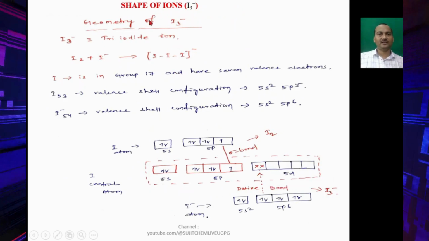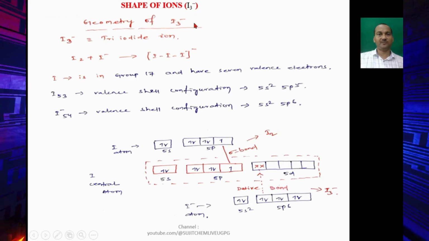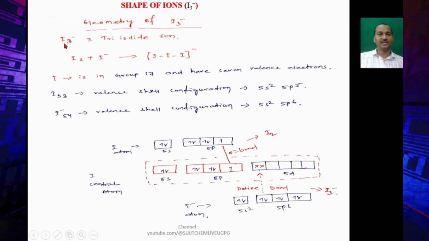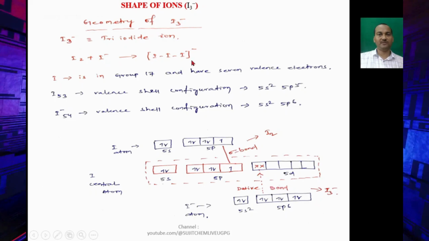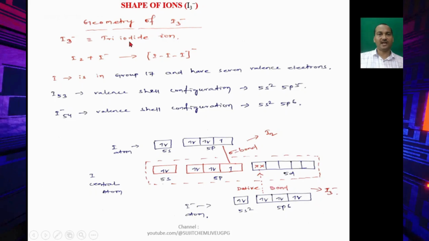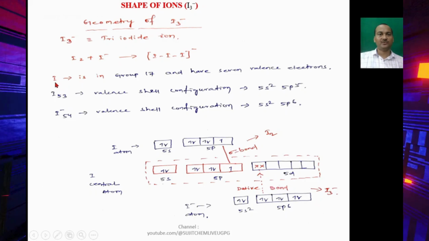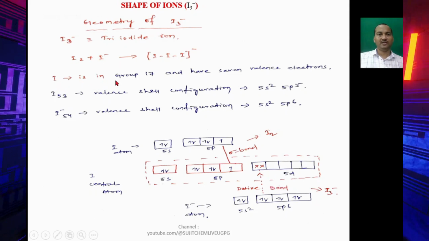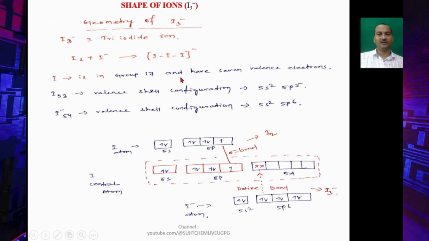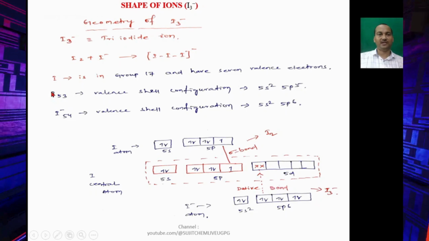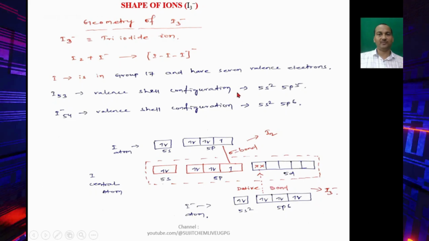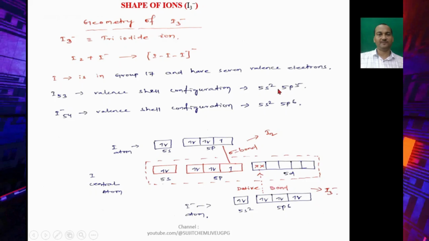So let's discuss the shape of I3 minus based upon VSEPR theory. So I3 minus we can get from I2 plus I minus, giving rise to I3 minus, triiodide ion. So iodine is in group 17 and has 7 valence electrons. So atomic number is 53, I 53. So valence shell configuration is 5s2 5p5.